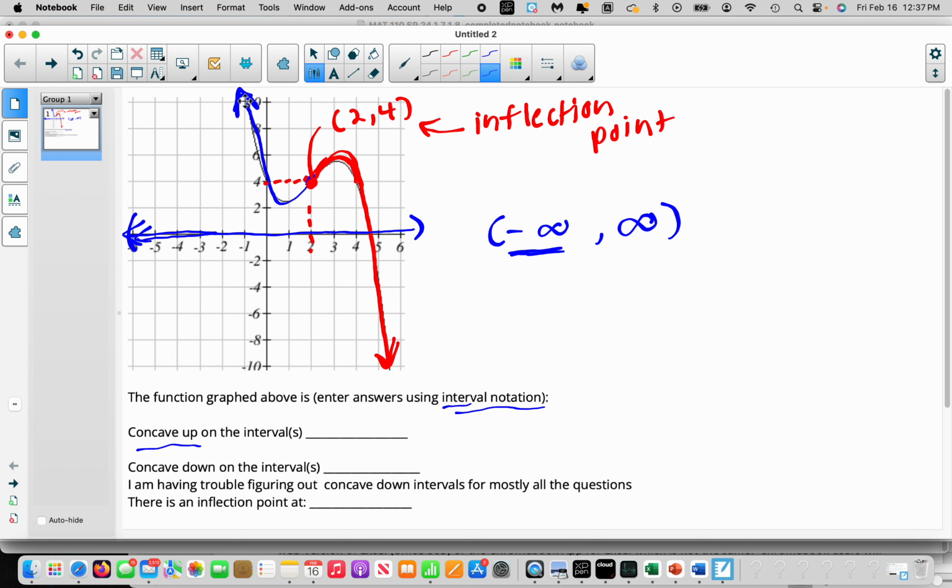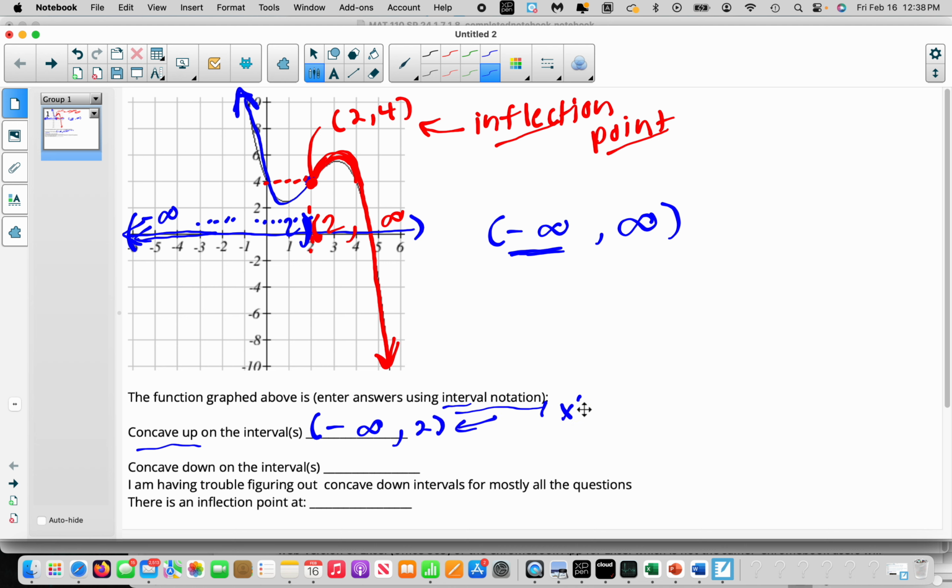So where's it concave up? Well, from negative infinity all the way up to, where does it change? Right here, 2. Where does it start to go down? Well, I pick back up here. My inflection point, it's neither concave up or concave down, so I don't include that in my interval, and then we keep going all the way to positive infinity. So it's concave up on the interval negative infinity to 2.